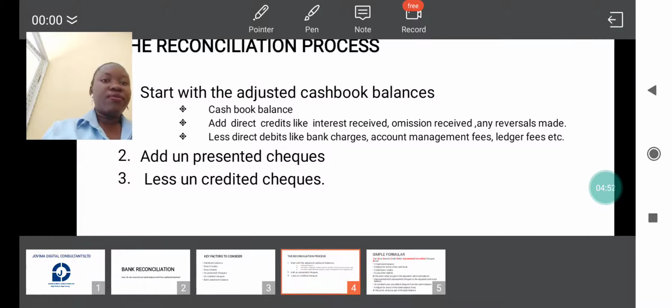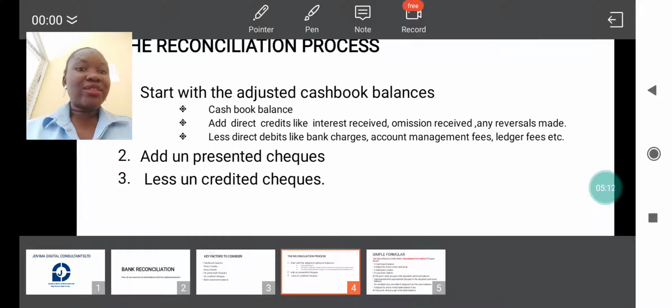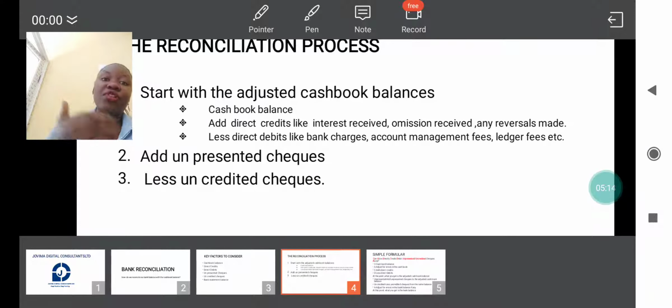For example, if I pay for furniture today, and the person I've paid has not directly taken the check straight to the bank, and the bank takes a day or two days to do the transfer, it implies the bank will have higher balances than what I have, because I've already recorded a payment, but for them it is not yet reduced. Therefore, such unrepresented checks are supposed to be adjusted for.